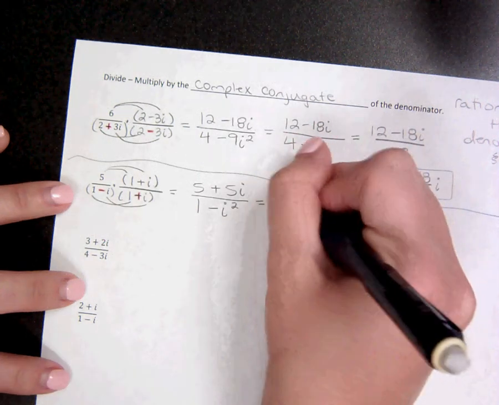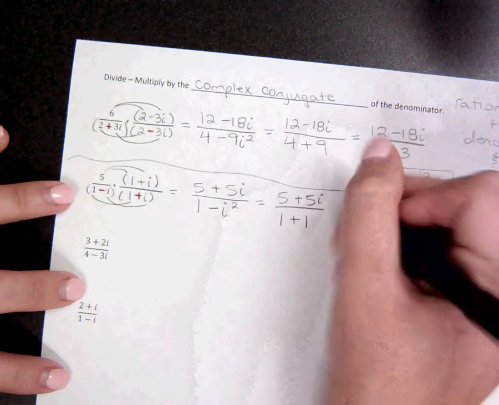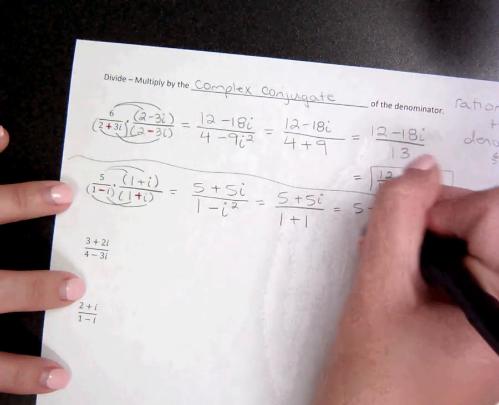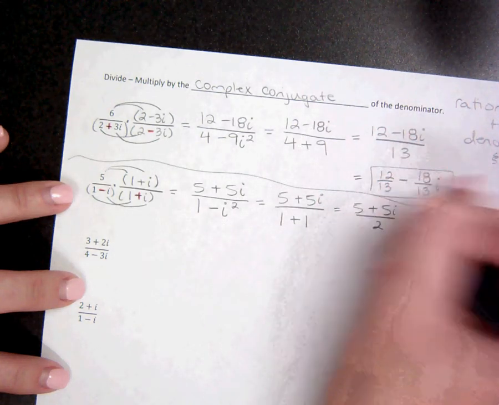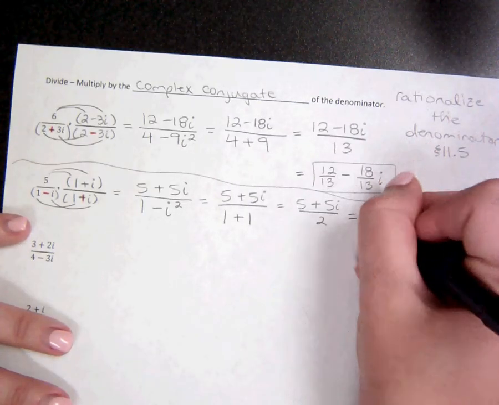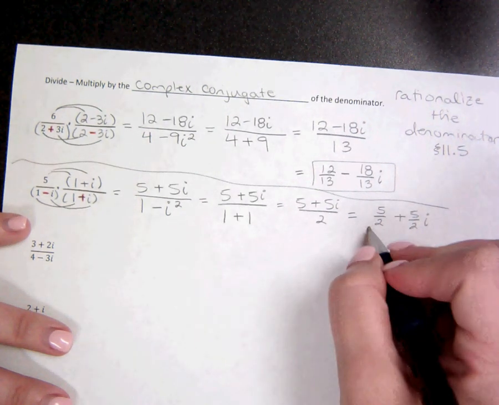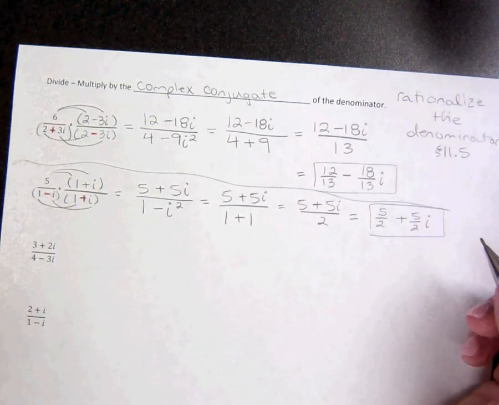So that's 5 plus 5i. That's going to become 1 plus 1. So 5 plus 5i over 2. And we'll write it as two separate pieces, 5 over 2 plus 5 over 2i. So I'm not doing anything, I'm just writing them separately.